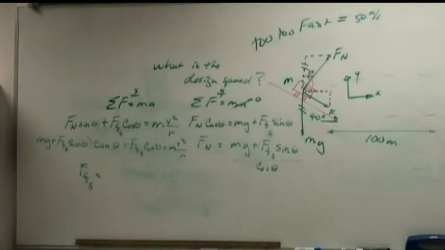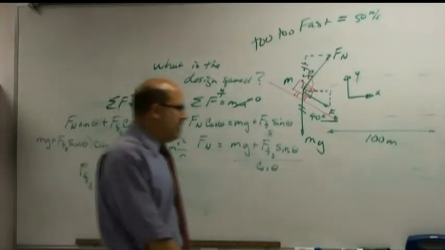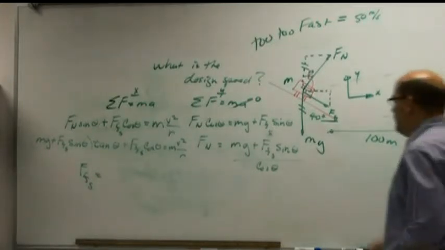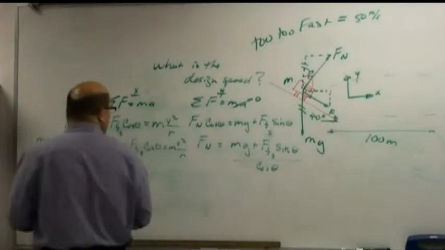What friction do we need to go that speed? What would our friction force need to be in order to make that turn? And then we're going to try to decide if that's possible, whether that's a reasonable thing. What's m? We don't know what m is, do we? Does m cancel out? No, it doesn't cancel out this time.